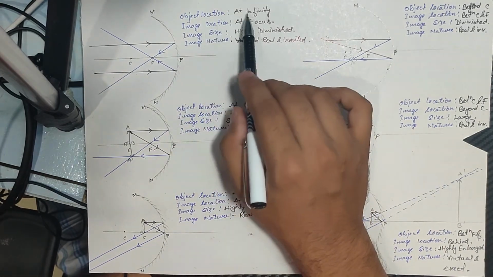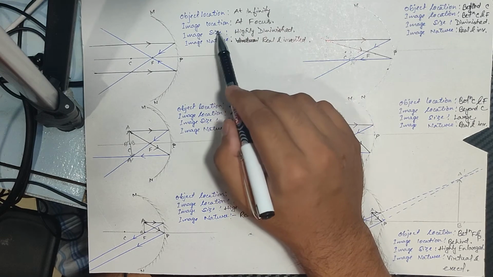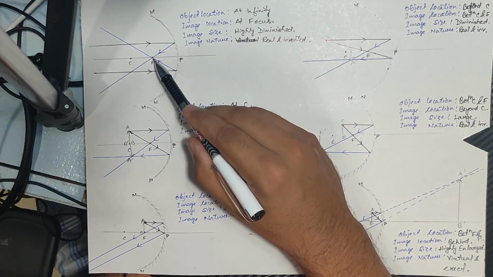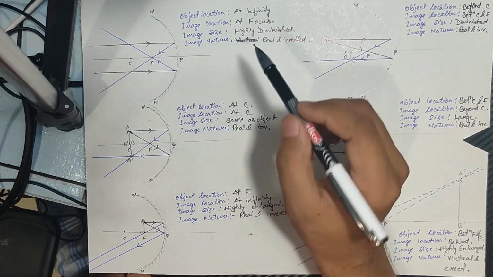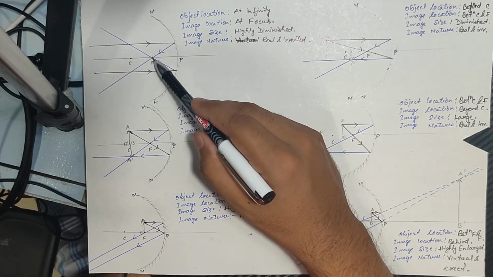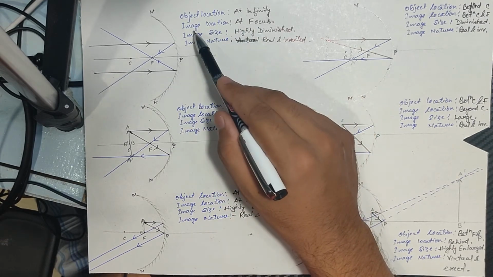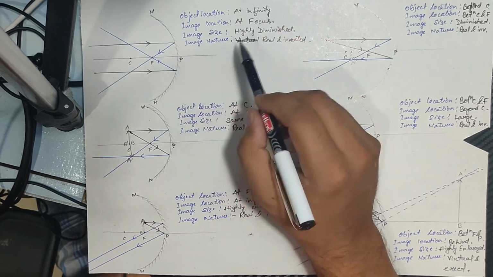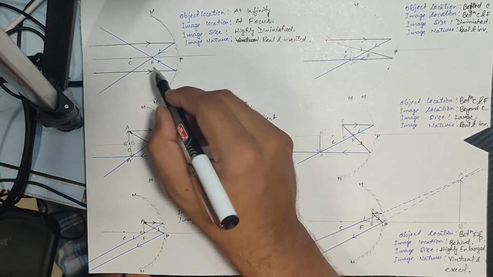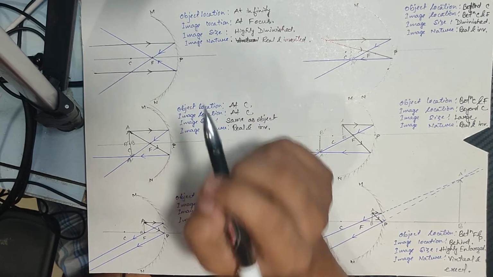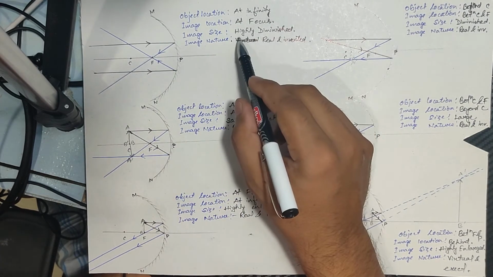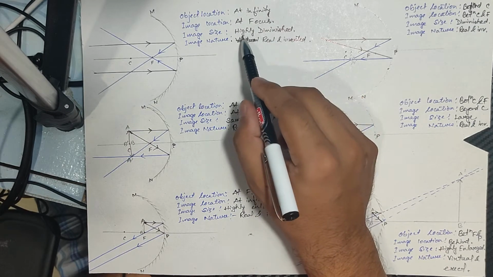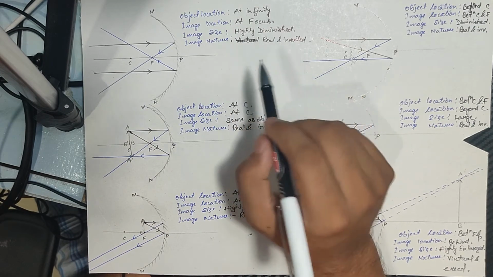So now we see the object location. The object is at infinity. The image is located where these two reflected rays are meeting. They are meeting at this point, at the principal focus. So we'll write the image location is at focus, or we can write at F only. And what will be the size of the image? Here you see the size of the image is very small, like a point. So here you will write highly diminished, or HD, or point size, no problem.